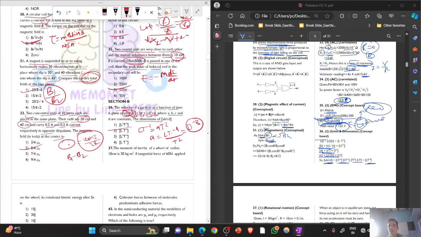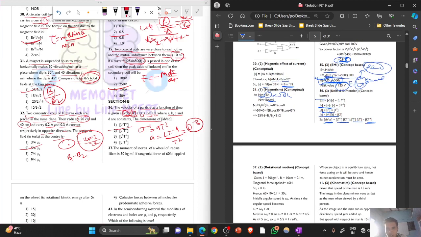It's the simple dimensional concept plus the manipulation. If there is an equation, the dimension of the left hand side is equal to the dimension of each term in the right hand side. Just need to use this concept and solve it.